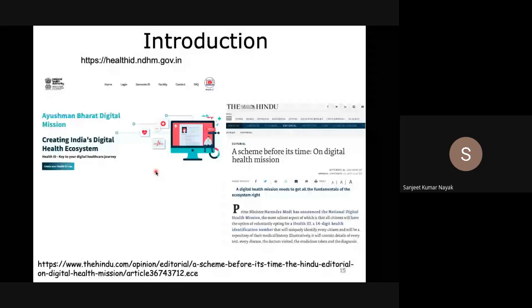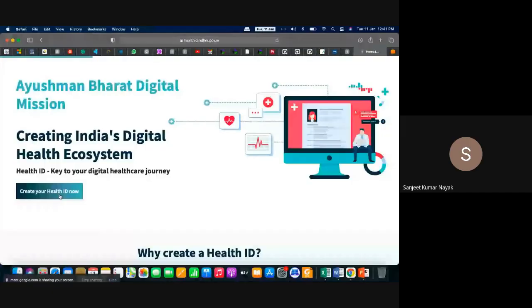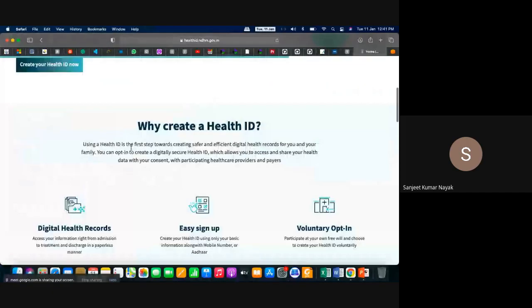And if you will see, very recently, the Ayushman Bharat Digital Health Mission was launched, and in that they already created this health ID. Okay, so what is this health ID? This unique health ID is a first step towards creating a safer and more efficient digital health record for you and your family.